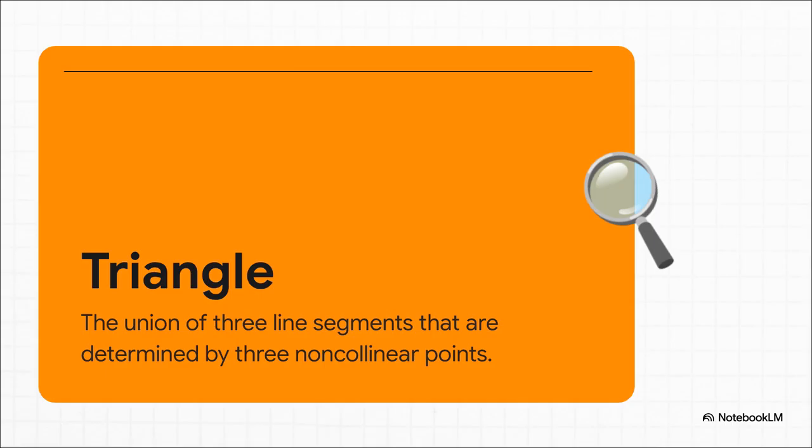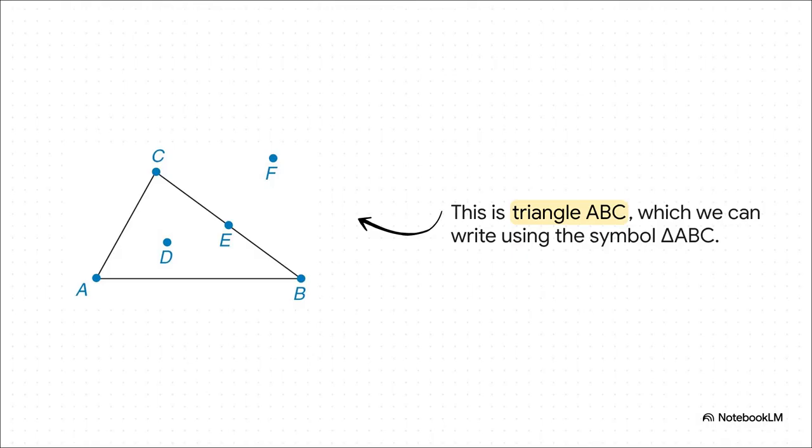I mean, think about it. If they were, what would you get? Just a straight line, right? You need that third point to be off to the side to actually form a triangle. And this is what it looks like in practice. You've got your 3 points, A, B, and C. You connect the dots, and boom, you have triangle ABC.